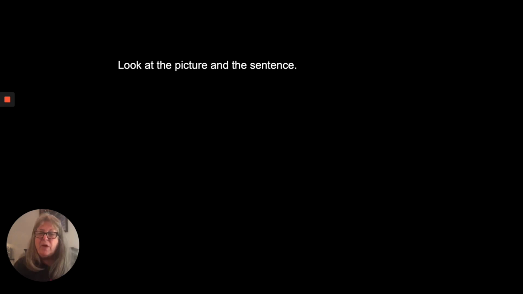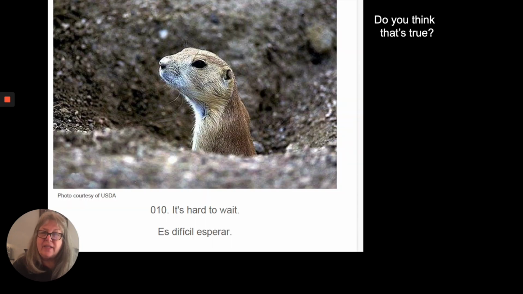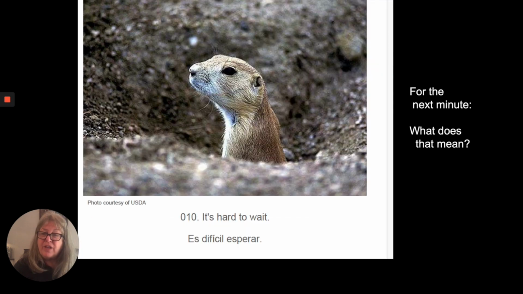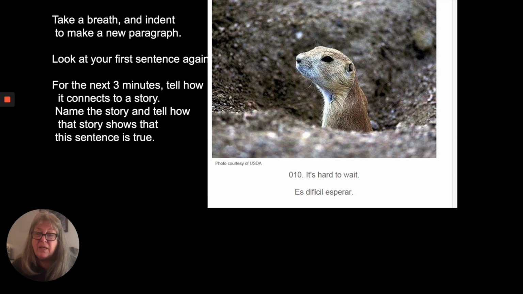Here's the first step. Look at this picture and the sentence and ask yourself, do you think that's true? If you do, copy that sentence onto your paper, and if you don't think that's true, then change it until you have a true sentence. For the next 1 minute, what does that mean? And you time your students to make sure that you stop them after a minute.